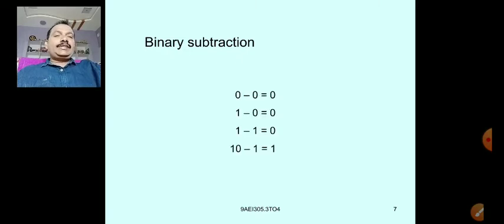Next, let us see the binary subtraction. 0 minus 0 is 0. 1 minus 0 is 1. 1 minus 1 is 0. 0 minus 1 is 1 with a borrow.